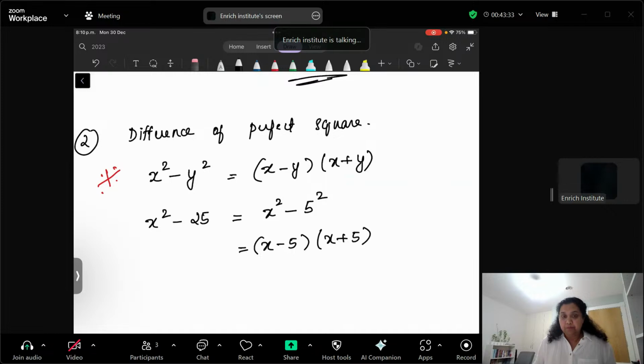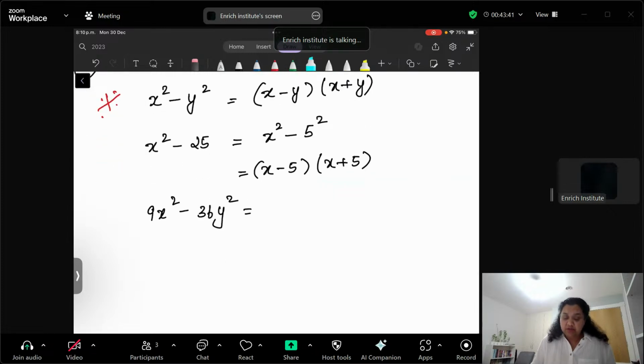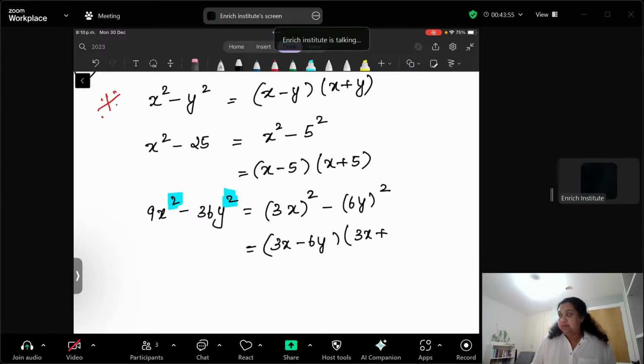Okay. 9x square minus 36y square. Whenever you see two squares like this, you remember it is a difference of perfect squares, and then you can simplify this as 3x square minus 6y square, that's equal to 3x minus 6y and 3x plus 6y. Okay, this is a difference of perfect squares. This is a different type of factorization.